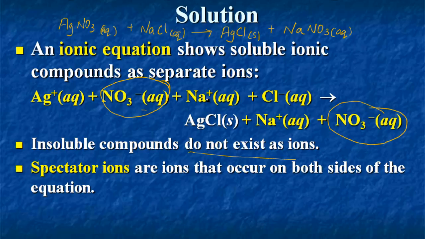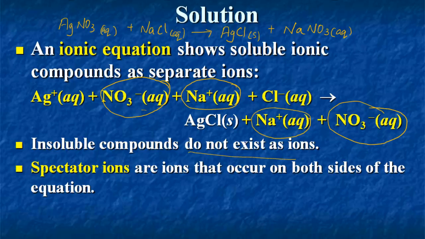Okay, the next one, Na plus aqueous. Do I have Na plus aqueous on both sides? Yes, I do. So this is my second set of spectator ions. How about Cl minus aqueous? Do I have Cl minus aqueous on both sides? I do not. So that is not a spectator ion. So this is how you identify the spectator ion. From the ionic equation, look for ions which exist exactly the same way on both sides.